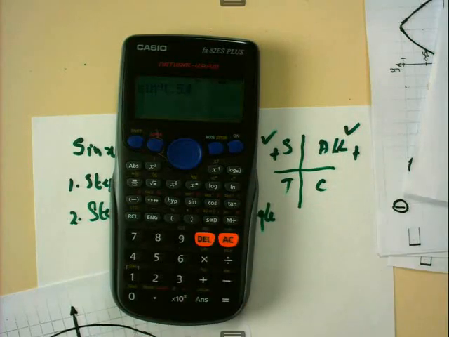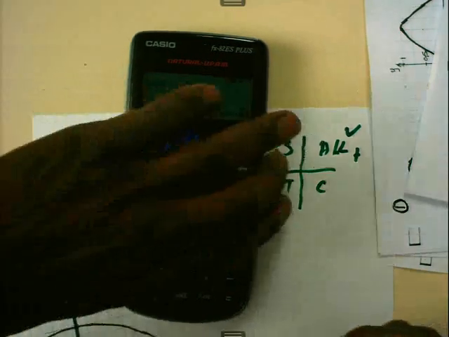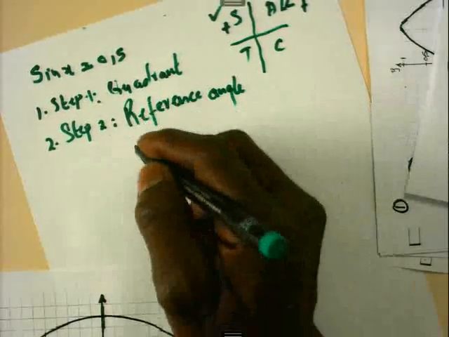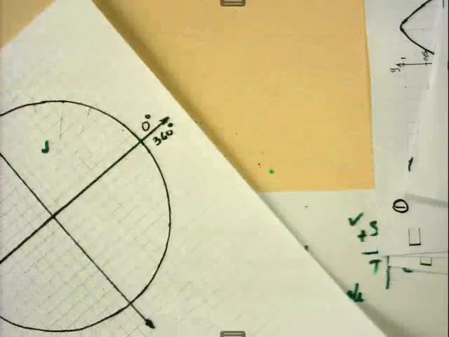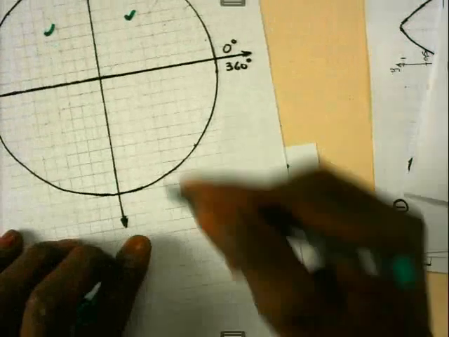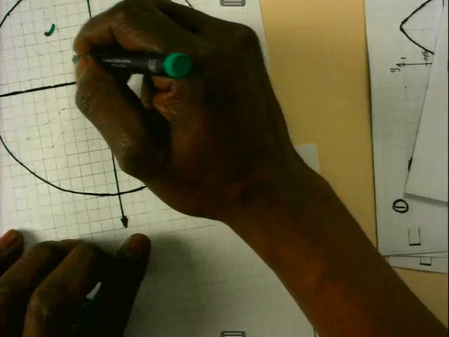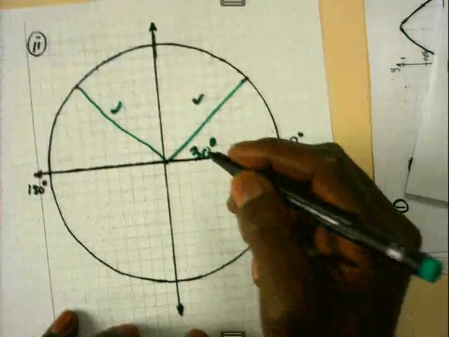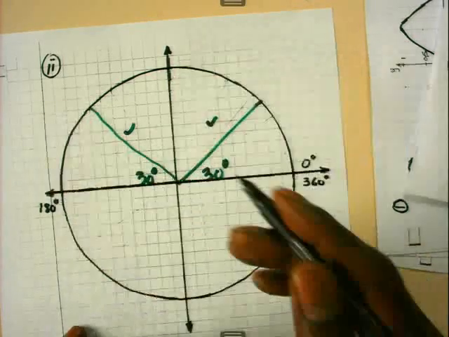I must also be kind to it to close the bracket. And then we press equals, and we get the value of 0,5. So, we get the value of 30 degrees. Now, this 30 degrees, we said we have identified the quadrant. We are working in the first quadrant and the second quadrant. So we are having 30 degrees in the first quadrant, and we are having 30 degrees in the second quadrant.